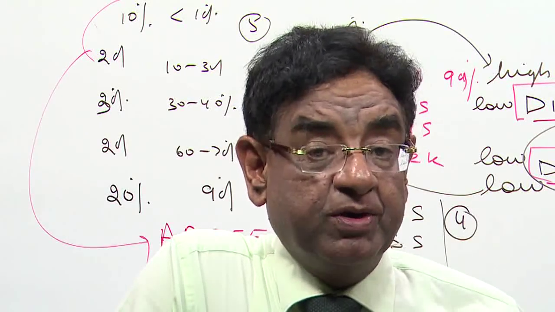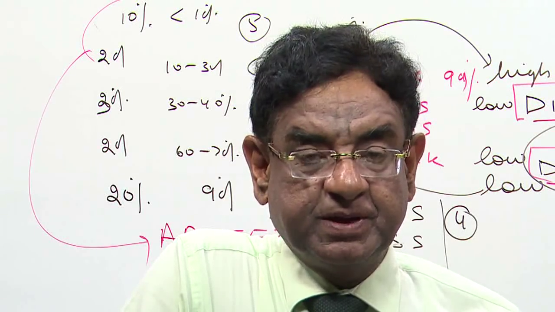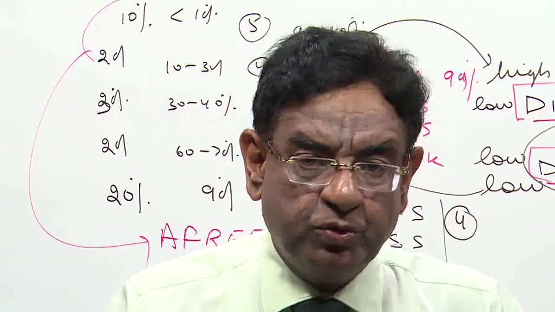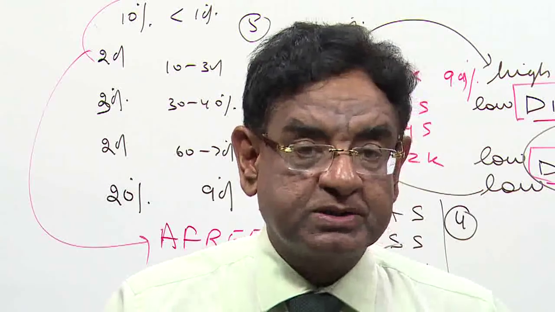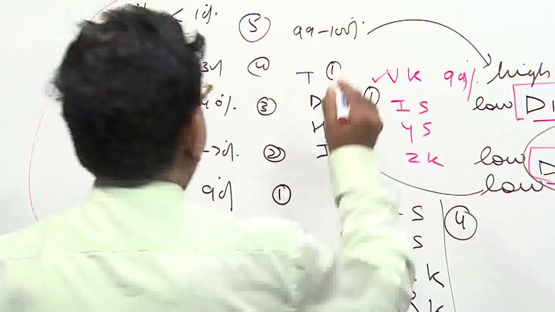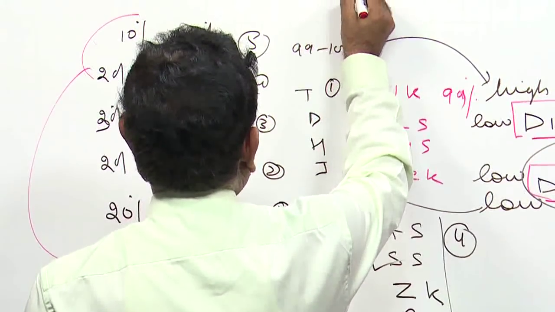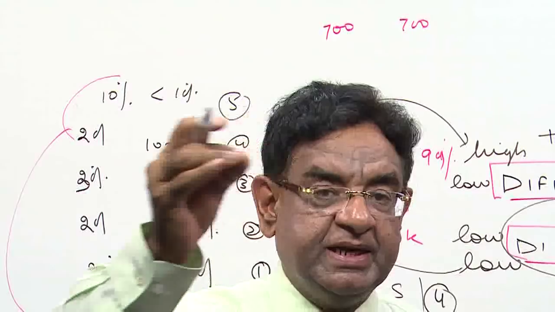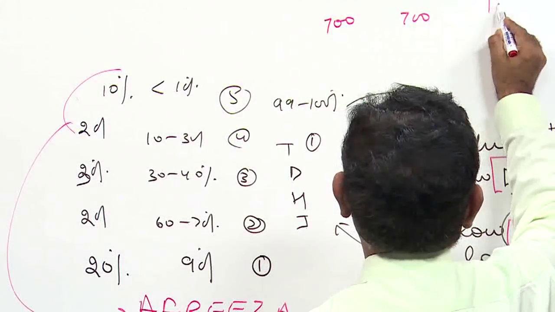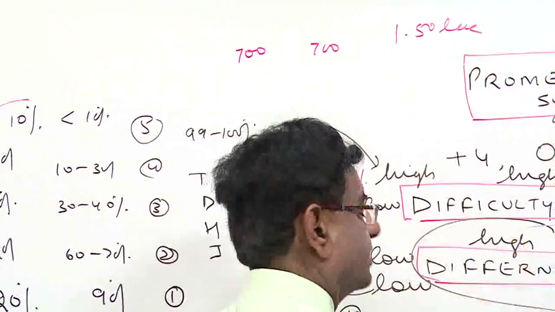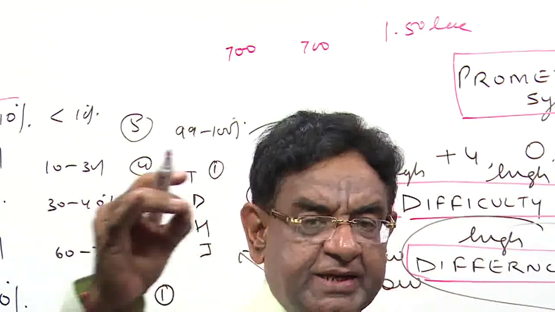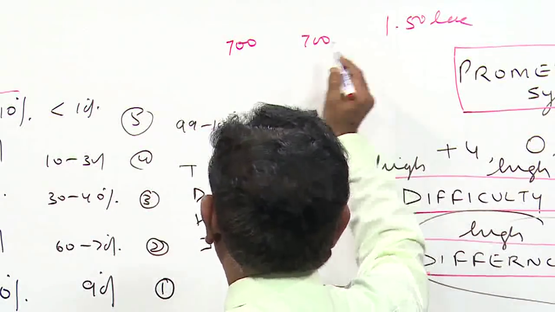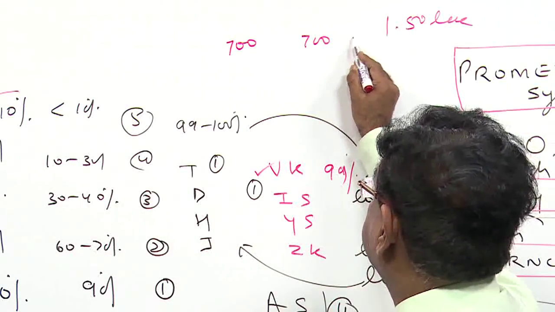Got it? Now, there is no negative marking in this. Should we do all the questions? It is true that there is no negative marking, but suppose there are two people, both getting 700 marks. You know very well that in PG entrance exam, 1.5 lakh students write the exam, and in each mark there are thousands of students. Suppose there are 1,000 people who are getting 700 marks.